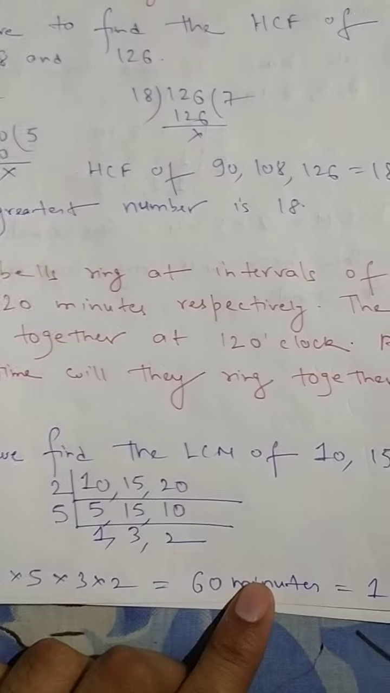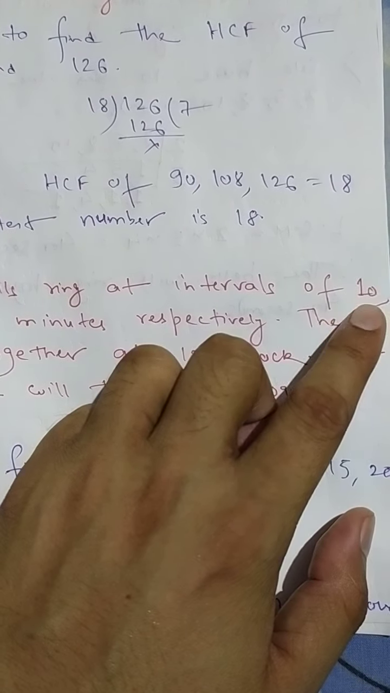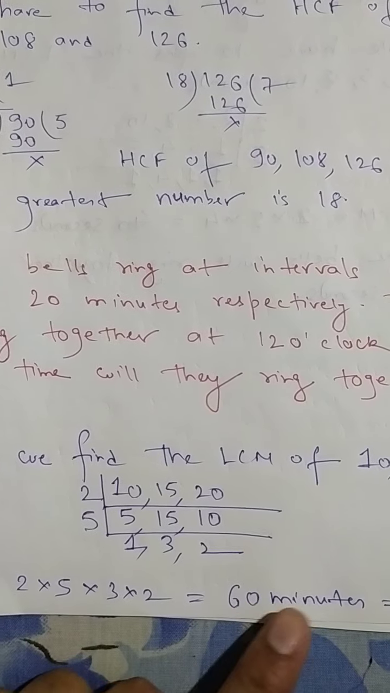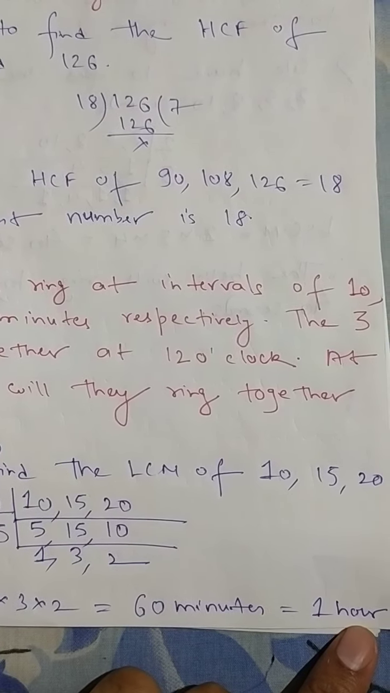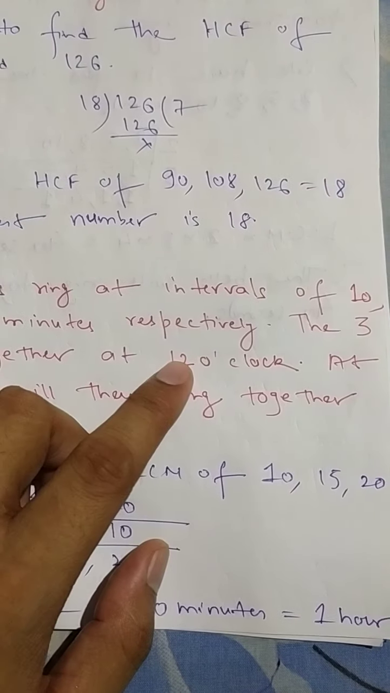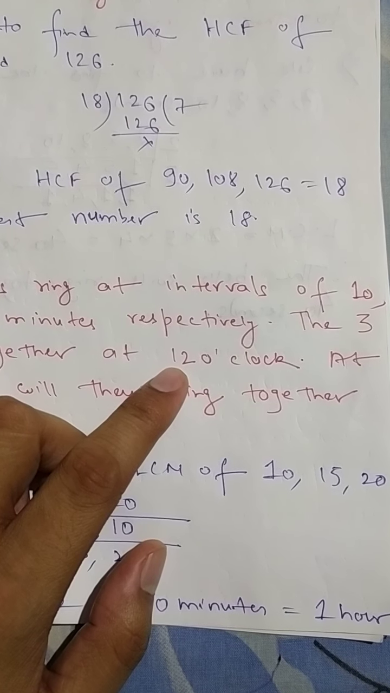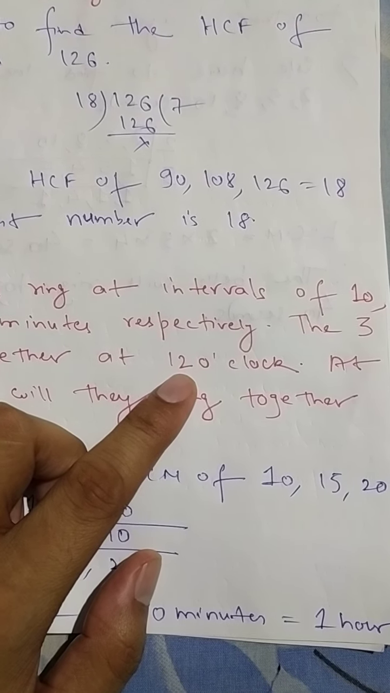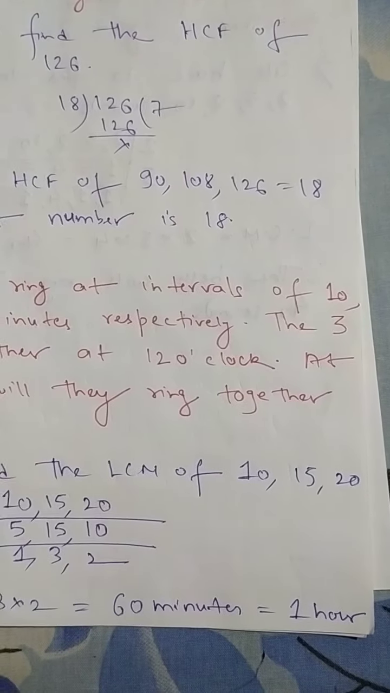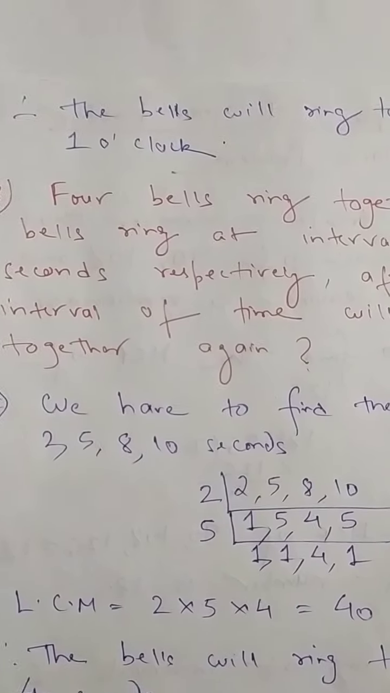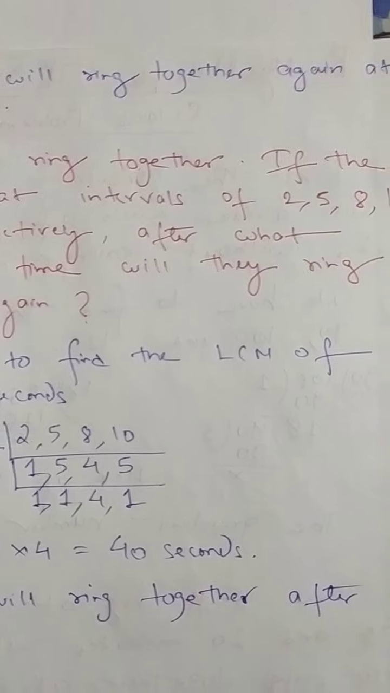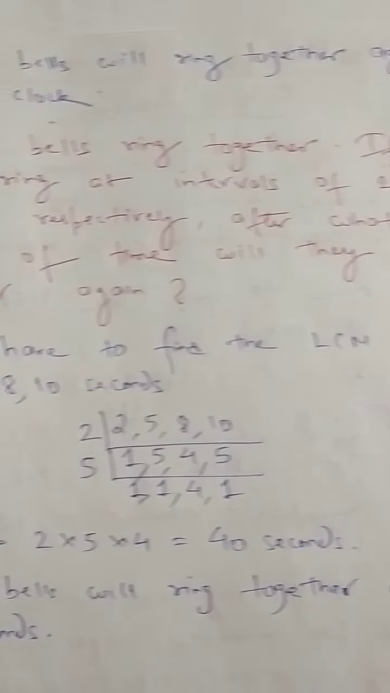Now why have I written 60 minutes? Because 10, 15 and 20 are given in minutes. So your LCM is coming 60 minutes, which means 1 hour. So what is the time? After 1 hour, again the bells will ring together. From 12 o'clock, 1 hour means 1 o'clock. So again, the bells will ring together at 1 o'clock. So what is the answer? The answer is the bells will ring together again at 1 o'clock.